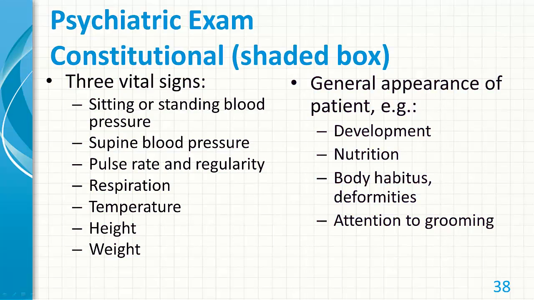The items listed under vital signs, however, are the actual required vital signs. To meet the vital signs criterion, you need to include at least 3 of the 7 listed vitals. Those are sitting or standing blood pressure, supine blood pressure, pulse rate and regularity, respiration, temperature, height, weight.